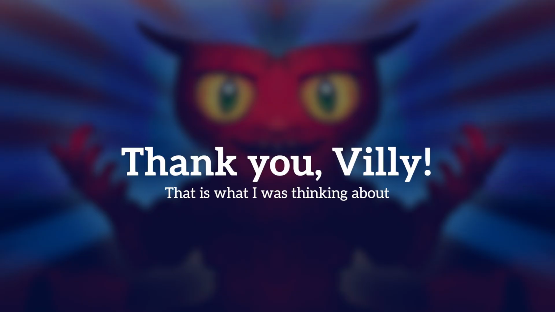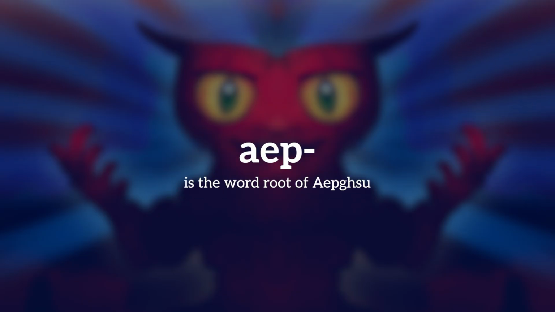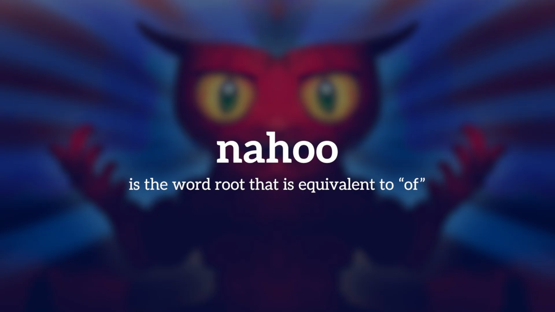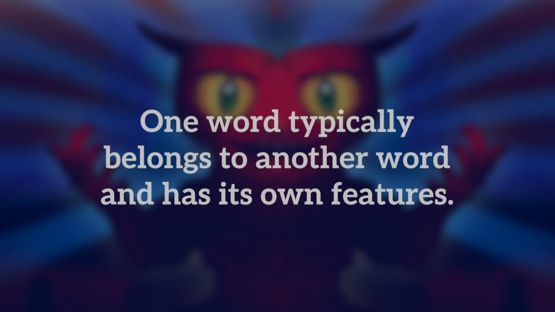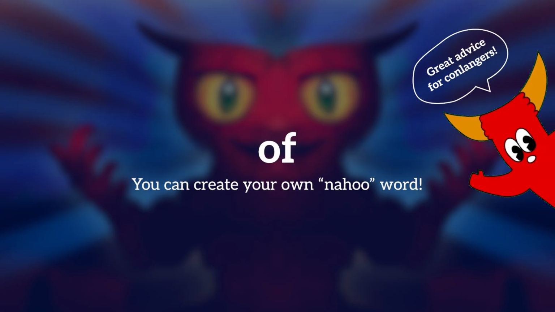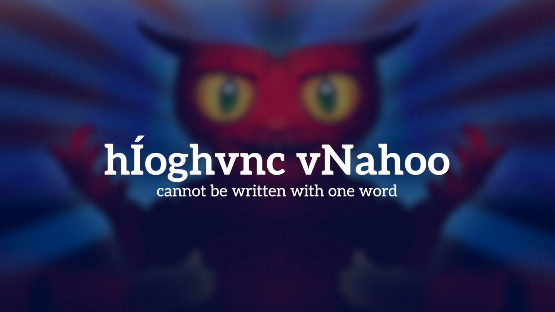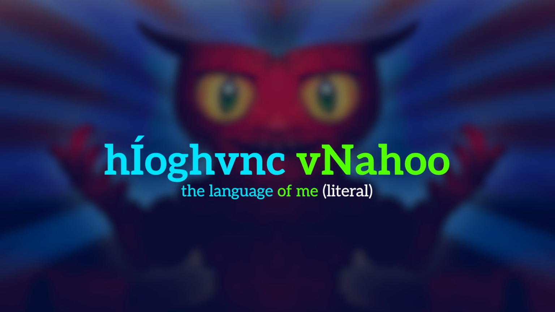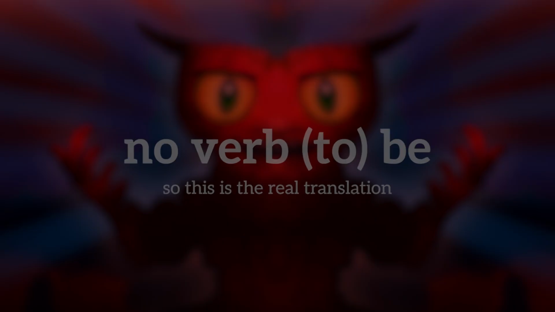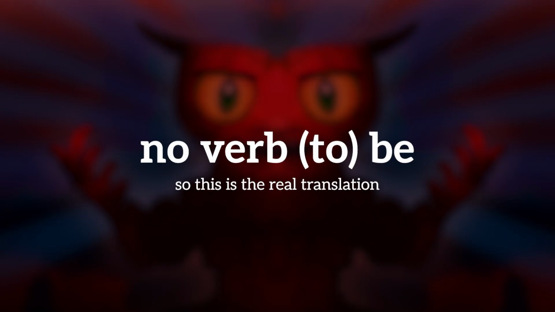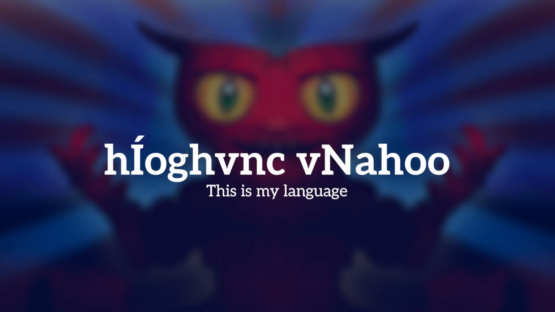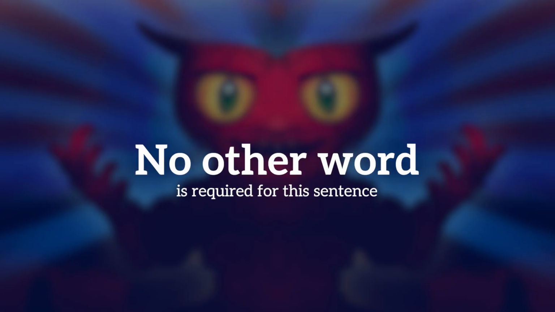Thank you, Willy. That's what I was thinking about, because Aep, which is the word root from the word aphasu, is basically a family member. Naho is the word typically used to define that one word belongs to another word. In English, it translates to of. So, this sentence, Ajoguns vnahe, would mean my language, in literal translation. But because there's no verb meaning to be, this sentence translates to this is my language. So, Ajoguns vnahe is the sentence in Apsognian, and there's no other word required.